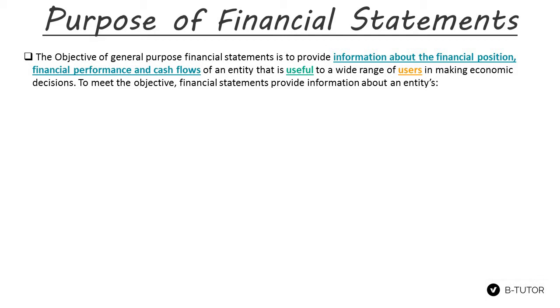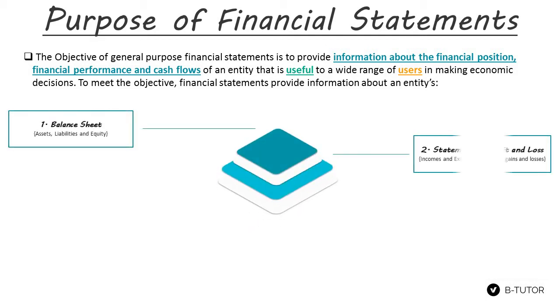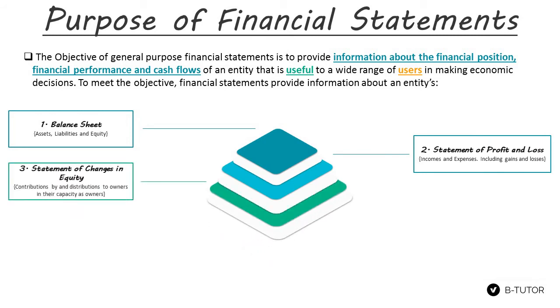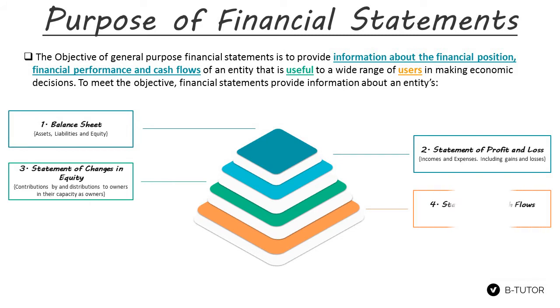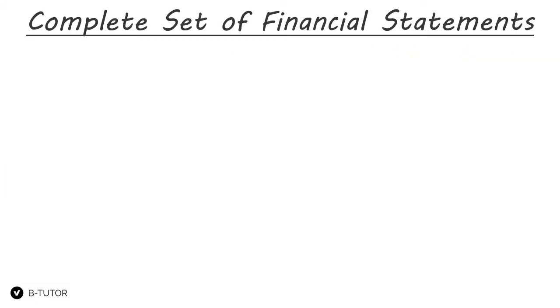To meet the objective, financial statements provide information about an entity's assets, liabilities, equity, income and expenses including gains and losses, contributions by and distributions to owners, then cash flow information and notes to financial statements. Next topic, complete set of financial statements. In order to meet the purpose of financial statements, Ind AS 1 provides a list of what should be included in a complete set of financial statements.